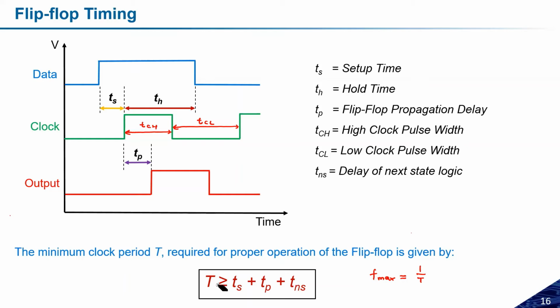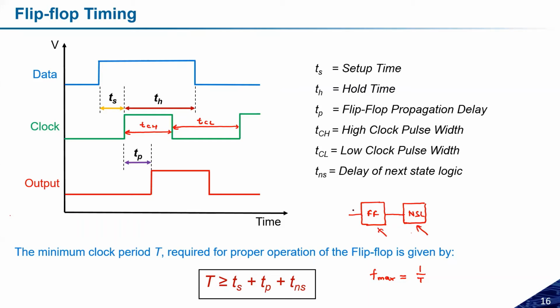Okay, so let me repeat it again. Suppose I have a flip-flop, and I want to calculate the frequency of this flip-flop. This flip-flop is connected to some secondary logic, the next state logic, NSL. Now what will happen? Suppose NSL is very slow, and the flip-flop is very fast.